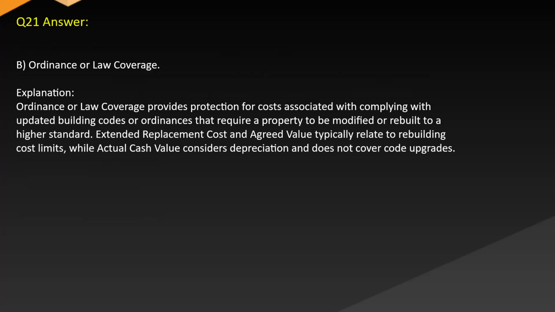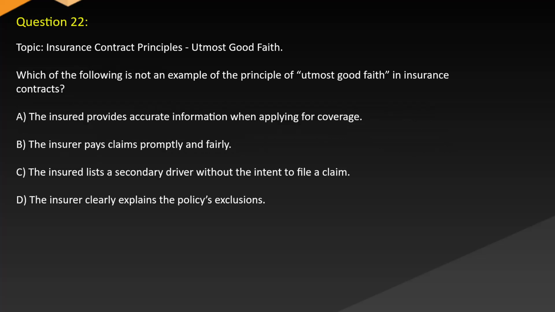Answer: B. Ordinance or law coverage. Explanation: Ordinance or law coverage provides protection for costs associated with complying with updated building codes or ordinances that require a property to be modified or rebuilt to a higher standard. Extended replacement cost and agreed value typically relate to rebuilding cost limits, while actual cash value considers depreciation and does not cover code upgrades.